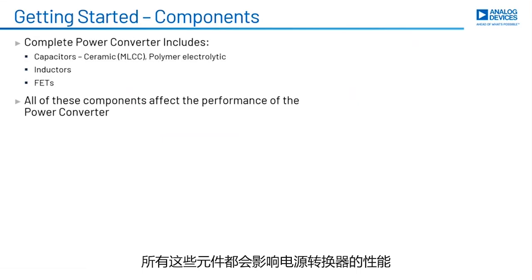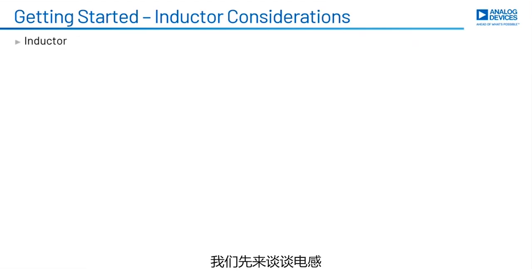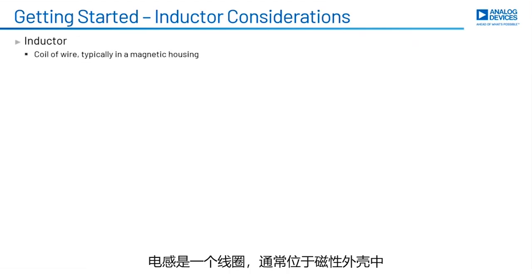And all of these components affect the performance of the power converter. So we need to understand a little bit about them before we go off to do a design. So let's talk about the inductors first. The inductor is a coil of wire. It's typically in a magnetic housing.